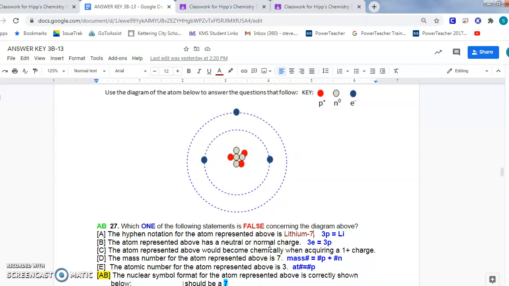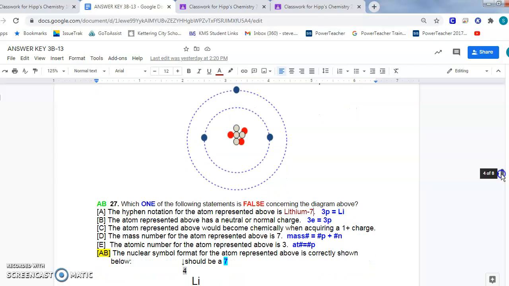The atom above would be neutral. Neutral, it has to have the same number of electrons orbiting the nucleus as there are protons in the nucleus. There are 3 electrons orbiting, 2 in the first level, 1 in the second level, and there are 3 protons in the nucleus. This atom is neutral. Letter C.